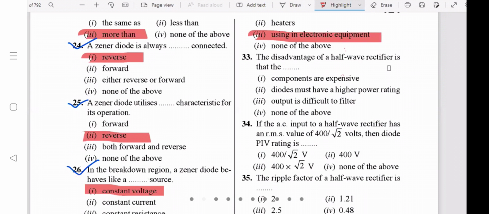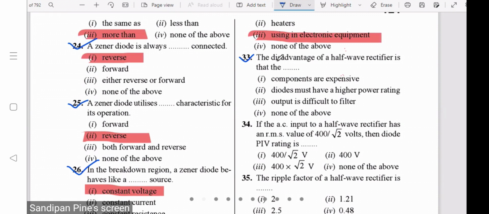The disadvantage of half-wave rectifier: components are expensive, diodes must have a higher power rating, output is difficult to filter. No, not a single answer is correct here. The main disadvantage of half-wave rectifier is that efficiency is less. As only half of the AC is becoming DC, its efficiency is around 40.6%, whereas efficiency of full-wave rectifier is 81%. So that is the main disadvantage. Here we will write that none of the above is the answer.